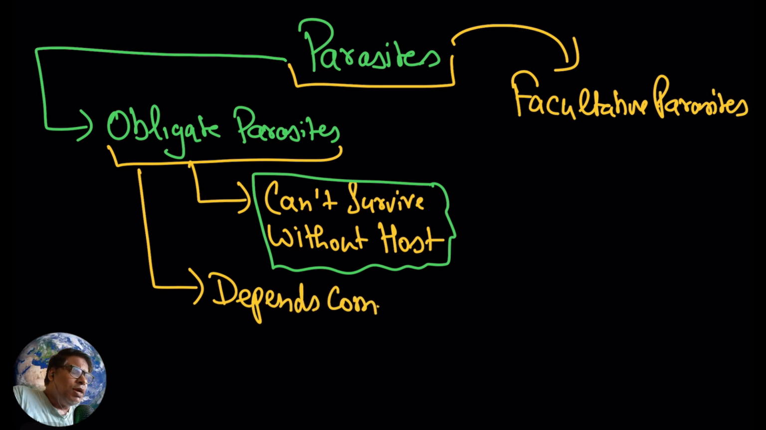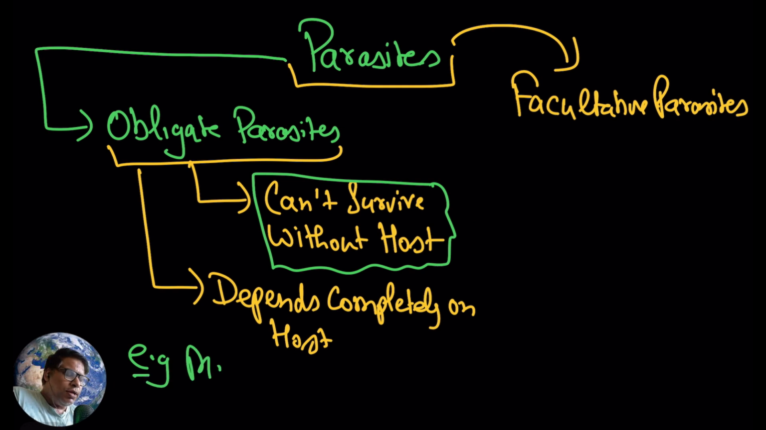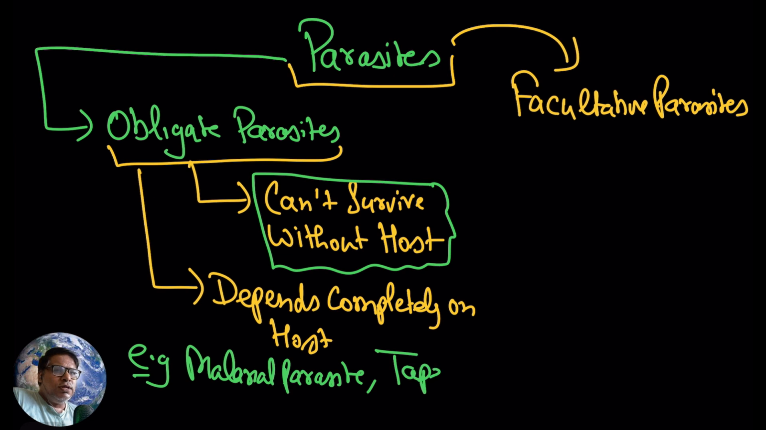They can't complete their life cycle in absence of host. So these obligate parasites depend completely on the host for their survival. Here you can see the best example is the malarial parasite Plasmodium. This is an obligate parasite. Same way, tapeworm is an obligate parasite.